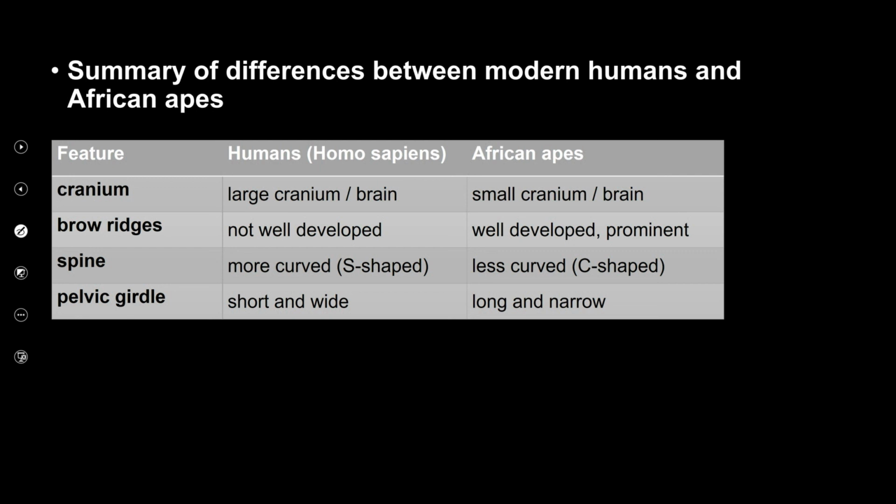So if we have a look at the different features, if we're looking at the cranium, in humans there's a much larger cranium or large brain, whereas in African apes it's much smaller. Brow ridges are not well developed in humans, whereas they're quite prominent and well developed in apes. The spine, we said, is more curved or S-shaped, whereas in apes it's less curved. The pelvic girdle is short and wide, whereas in apes it's long and narrow.